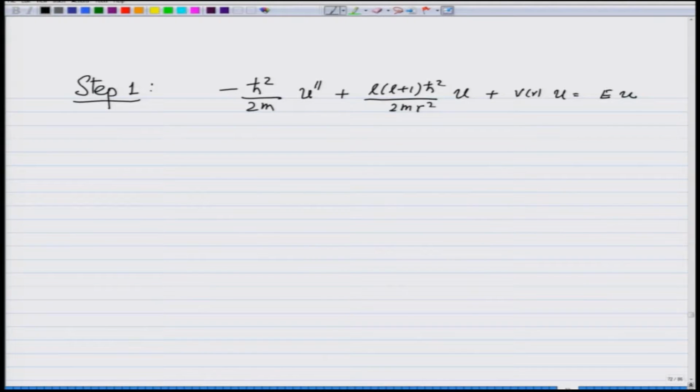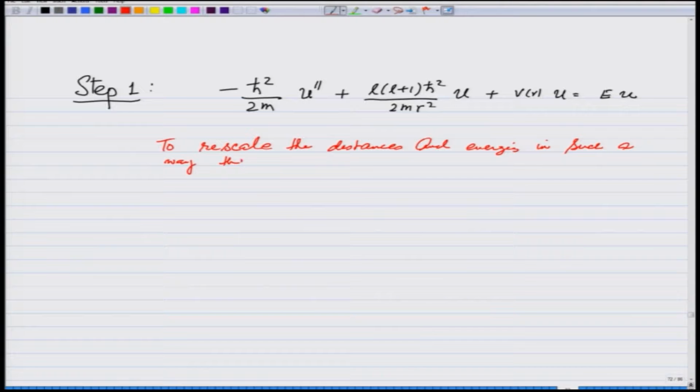Step 1 would be to rescale the distances and energies in such a way that the distances become of the order of 1. So, I am measuring r as 1, 2, 3, 4, 5 and so on, and so does the energy.